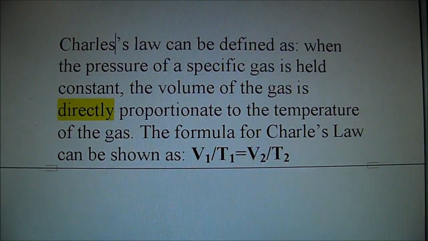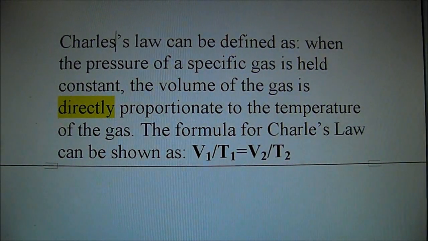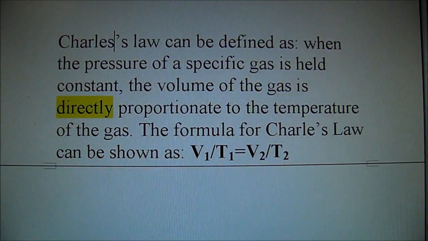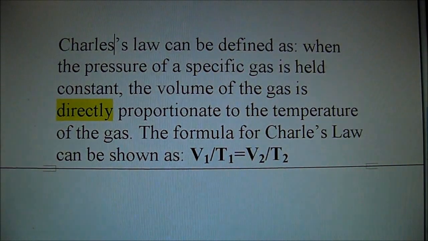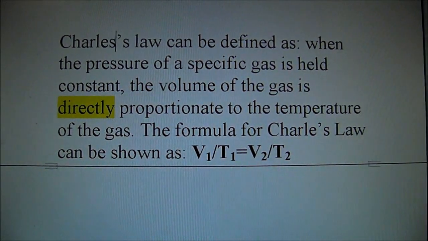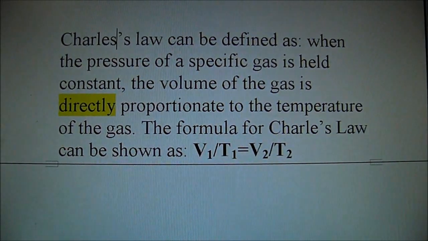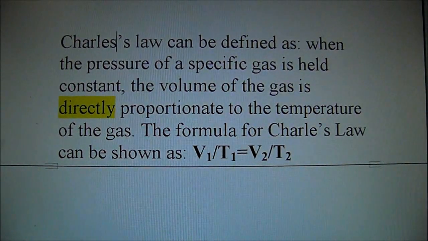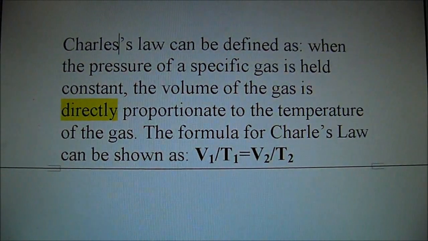Charles's law can be defined as when the pressure of a specific gas is held constant, the volume of the gas is directly proportional to the temperature of the gas. The formula for Charles' law can be shown as volume 1 over temperature 1 is equal to volume 2 over temperature 2.